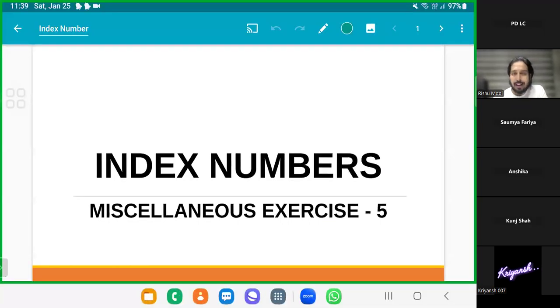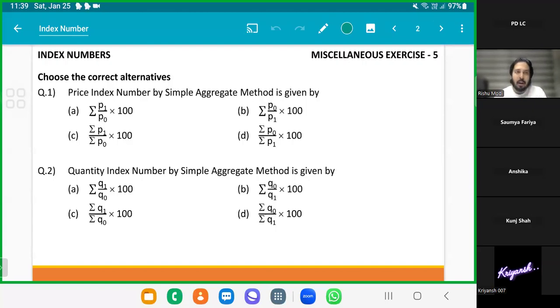So we start with index numbers, miscellaneous exercise, chapter number 5. Okay, let's begin. First, choose the correct alternatives. Price index number by given simple aggregative method. The formula is what? So we basically need to find the formula of price index numbers. So price index number is nothing but summation P1 upon summation P0 into 100.